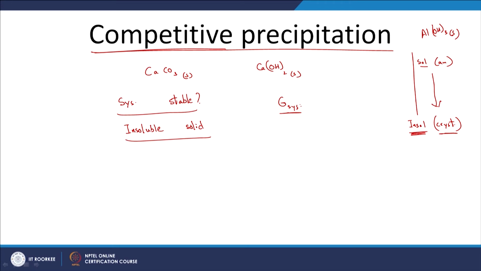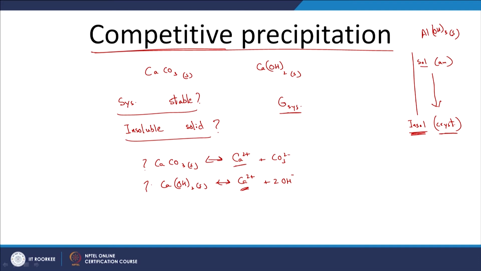So what does having this more insoluble solid form mean? Let's say you know that CaCO3 solid can be in equilibrium with Ca2+ and CO3 2-, and you know that Ca(OH)2 solid will be in equilibrium with Ca2+ and OH-. But obviously in solution you won't have two different concentrations of calcium. You will only have one particular concentration of calcium. So you want to know which solid would precipitate out.